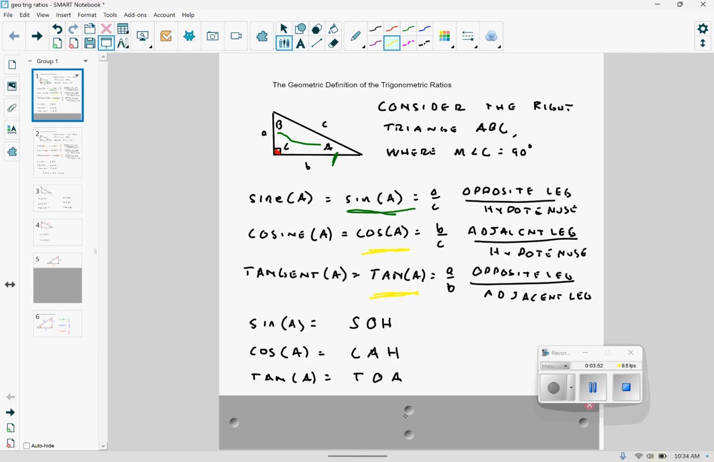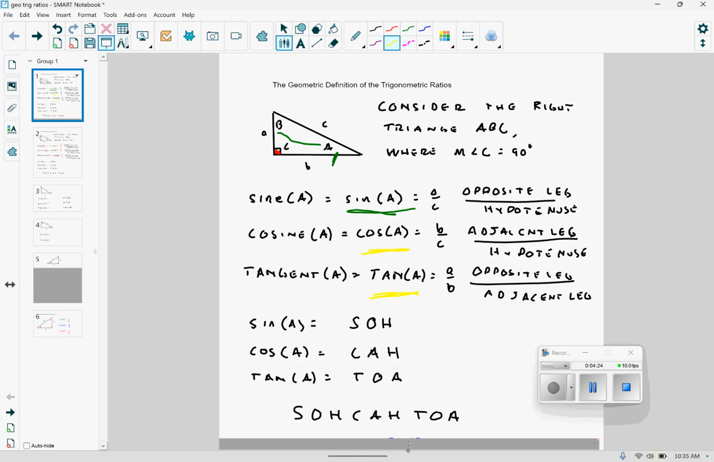I don't use it a whole lot, but it's just a way to memorize these ratios. So the sine is opposite over hypotenuse. Cosine, adjacent over hypotenuse. The tangent is opposite over adjacent. I don't use this a lot in my classes, but a lot of students think, oh, this is an easy way to memorize this. You can abbreviate that, or you can write it all as one, SOHCAHTOA. So if you want to use that, fine. If you don't want to use that, you certainly do not have to.